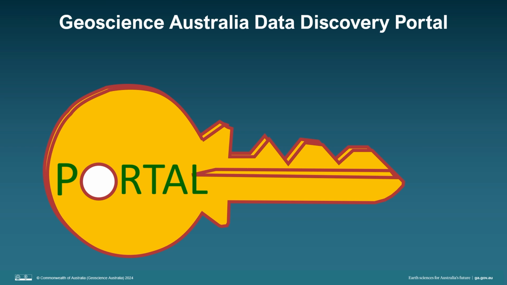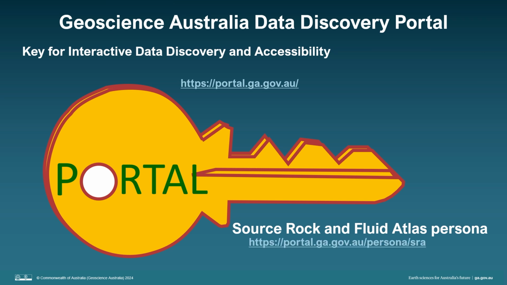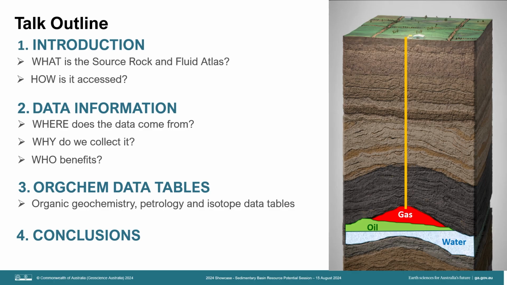The Geoscience Australia Data Discovery portal is key for discovery and accessibility of spatially located data that can be downloaded as maps and digital data files in the Source Rock and Fluid Atlas persona. The portal is used widely by the Minerals, Energy and Groundwater Division to deliver data. My talk starts with an introduction to what the Source Rock and Fluid Atlas is and how it is accessed. I will show you where the data comes from, why we collect it and who benefits. And then I will give a description of the ORChem data tables and end with the conclusions.